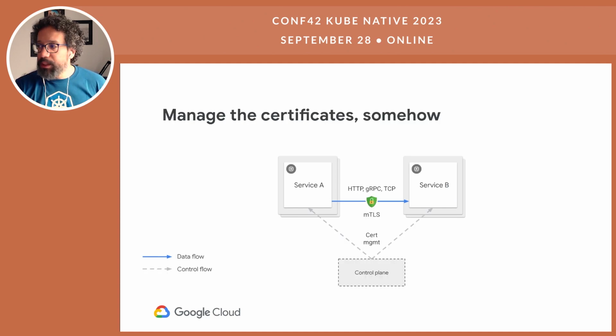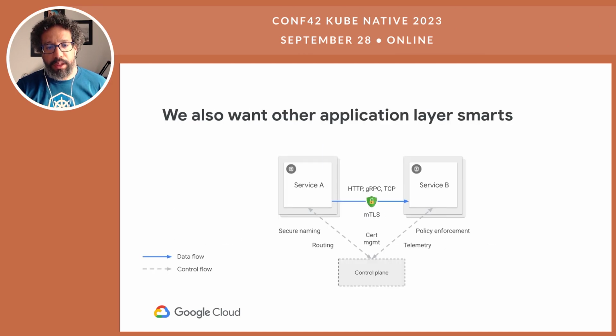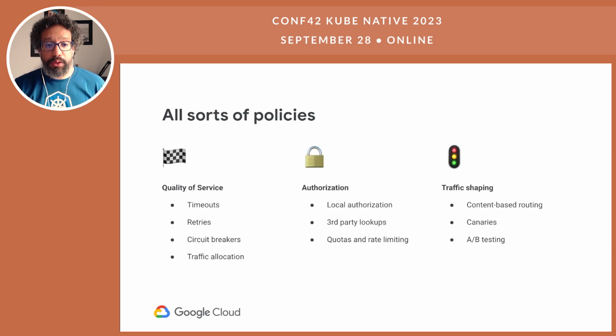So I explained a little bit how Istio works. Istio is used for a lot of things, including policy enforcement. You can do things like timeouts and retries and circuit breakers. You can do things like authorization using JWT tokens or using SPIFFE, which is one of the protocols inside of Kubernetes. You can do a lot of traffic shaping like content routing, canaries, A/B testing, etc.